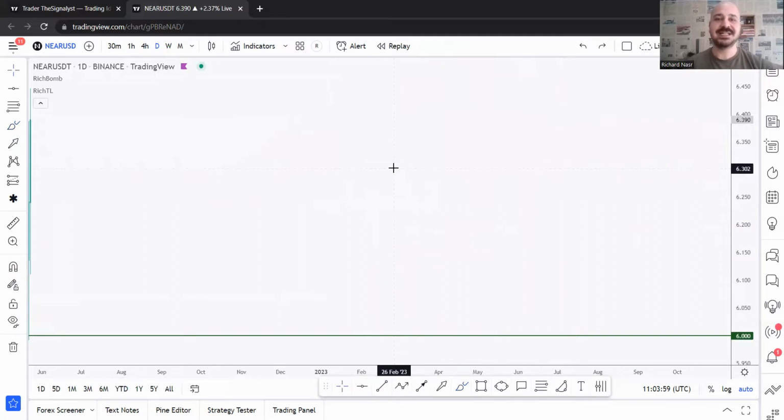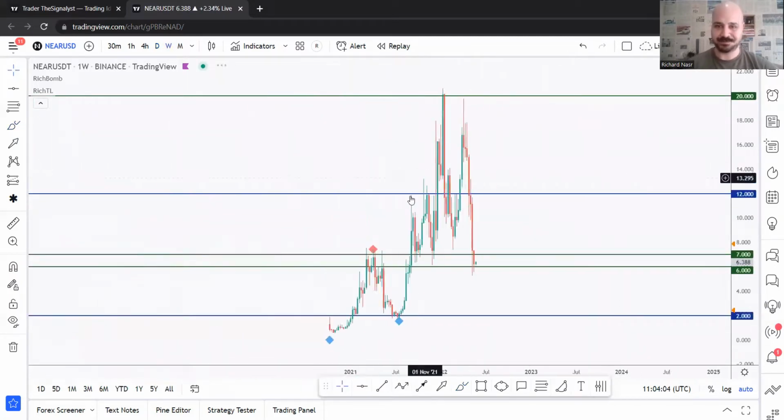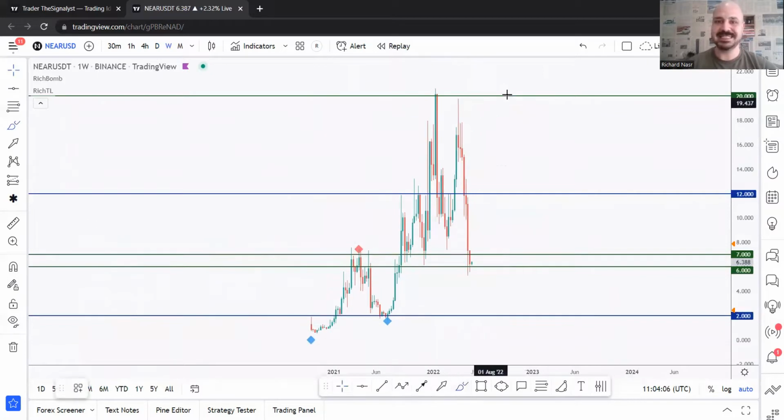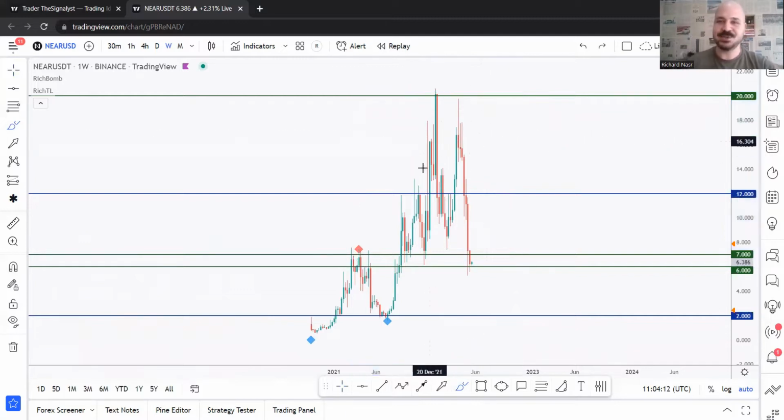You know what to look for. Let's take some practical examples. If you go to NEAR weekly time frame, we can see that we are currently in a range. You know that you are in a range. Anyway, you don't really need any tools or indicators to tell you that you are in a range. You can see that price is not trading in a specific, clear direction.